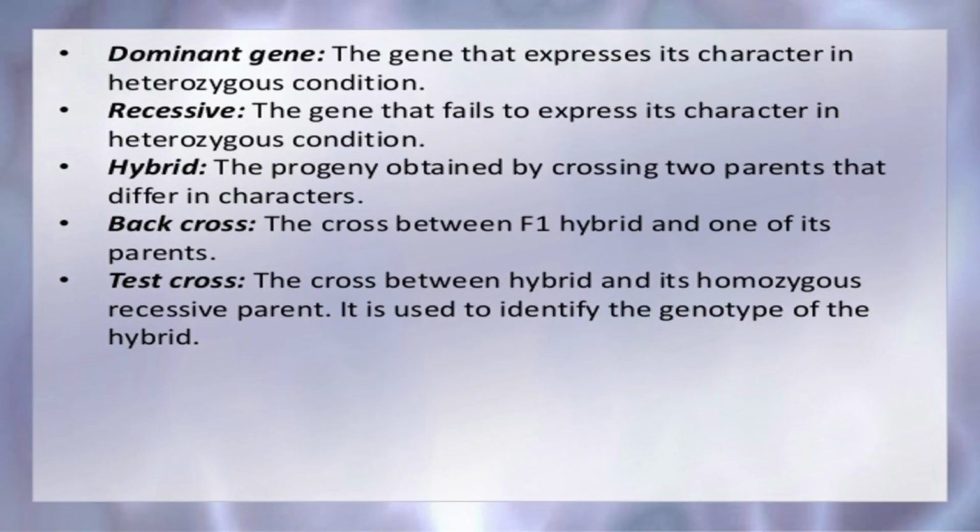A dominant gene is the gene that expresses its character in heterozygous condition. So for example, in case of capital T, small t, the capital T is dominant because the plants appear tall in case of heterozygous genotype. A recessive gene is one that fails to express its character in heterozygous condition, so small t will be the recessive one. Hybrid, the progeny obtained by crossing two parents that differ in characters. So these are called hybrids. What is back cross? Back cross is the cross between F1 hybrid and one of the parents. However, test cross is a cross between the hybrid and its homozygous recessive parent. It is used to identify the genotype of the hybrid.